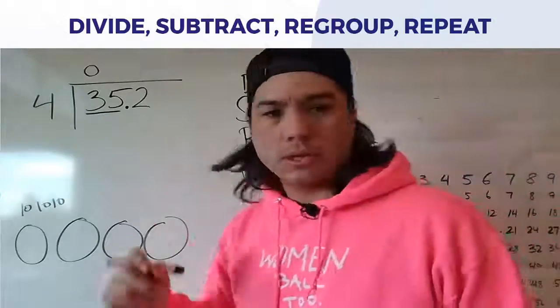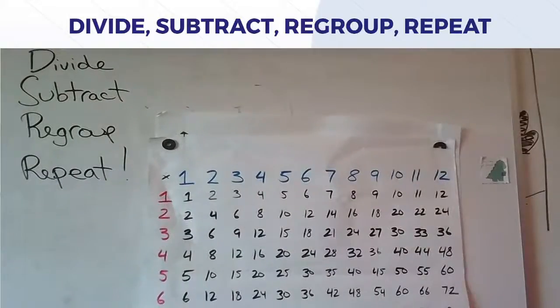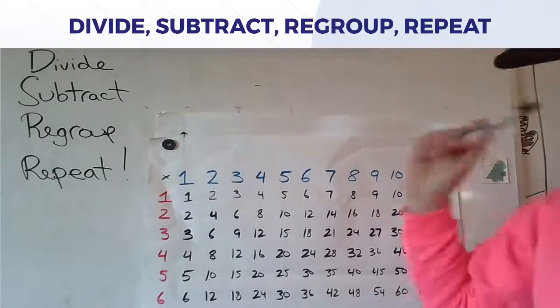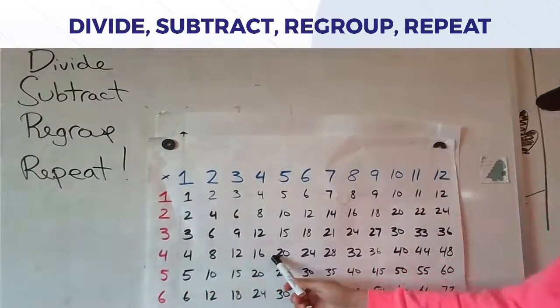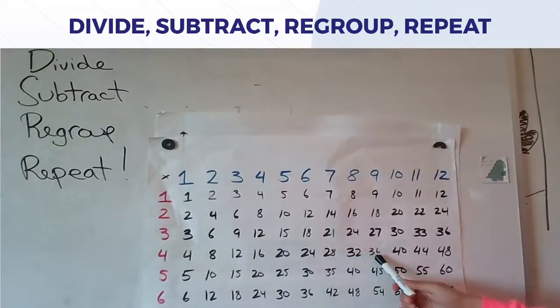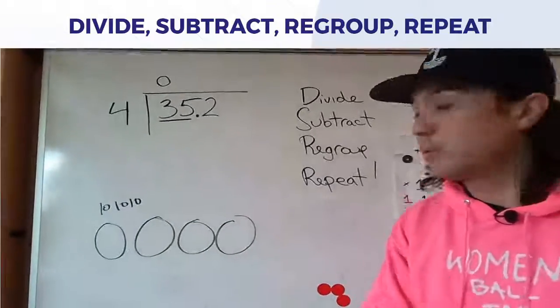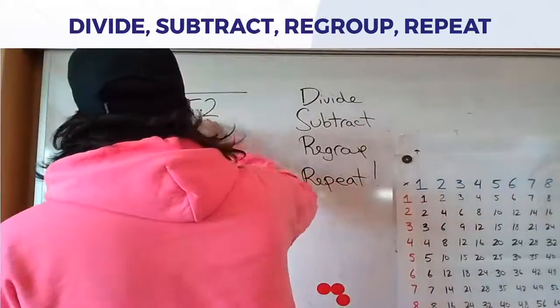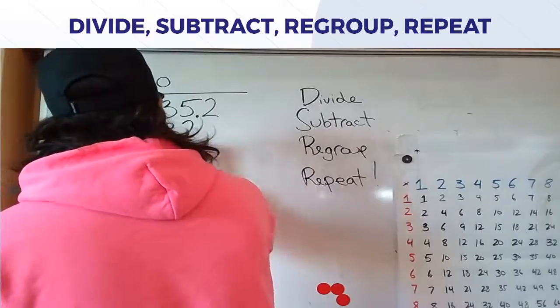Okay? So let's use our multiplication chart. How many groups of 4 can we make with 35 without going over? Let's take our 4s. How close can we get to 35? Oh, there's 36. That's too many. Let's go back. 32 divided by 4 is something we can do. So I'm going to put my 32 below, because that's as close as I can get.